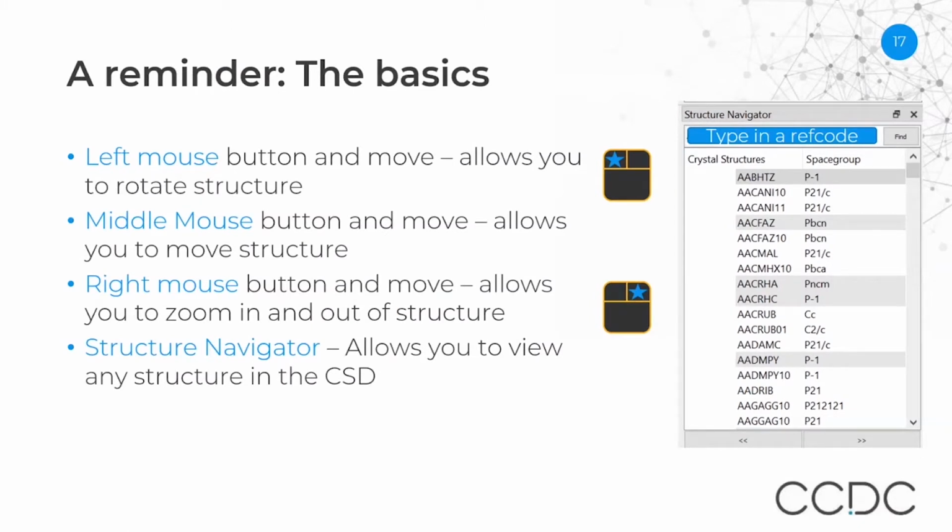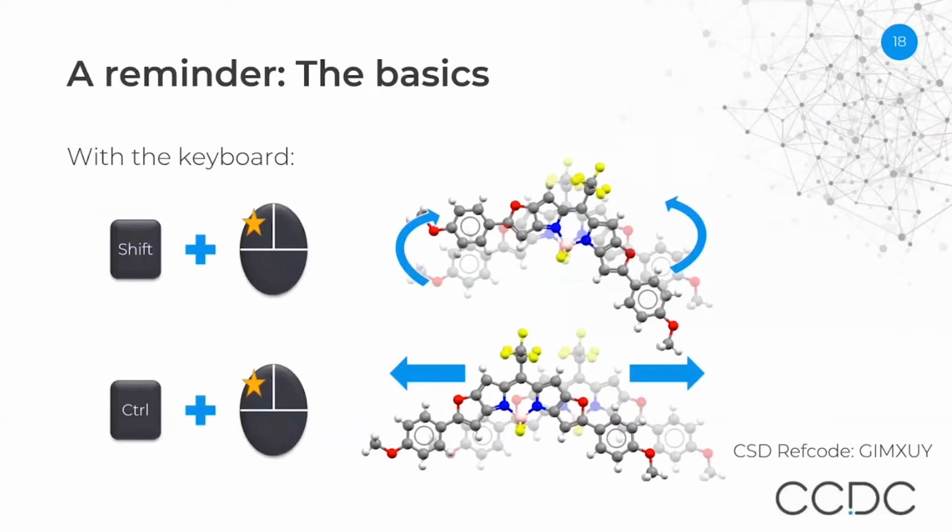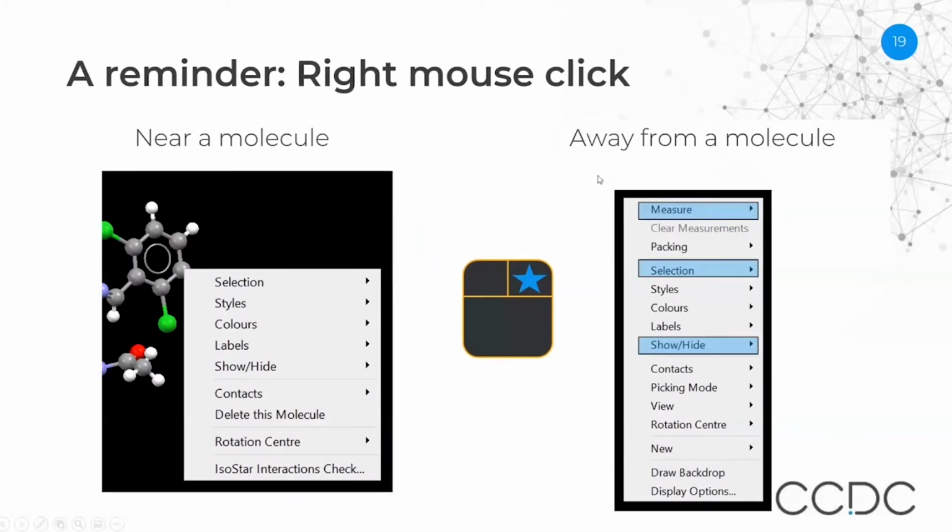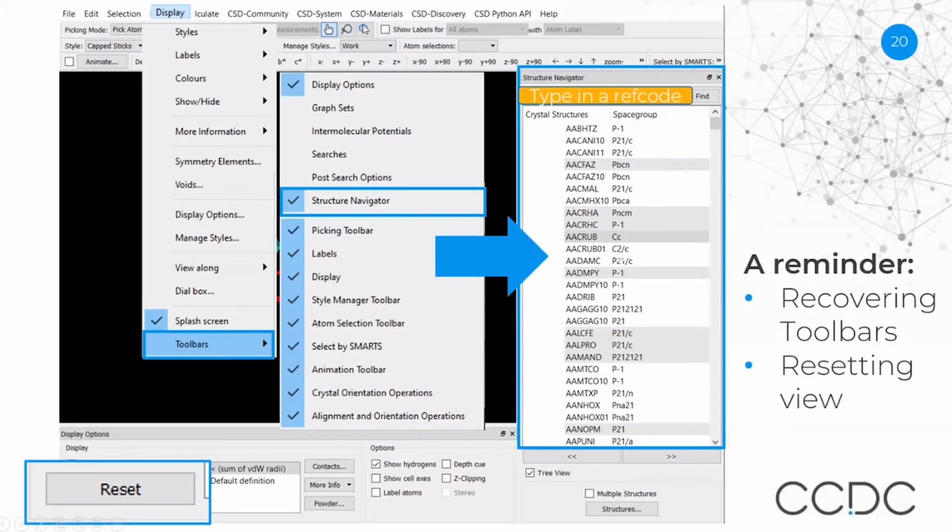Just a reminder, there are a number of ways you can use the mouse to move, rotate and zoom, and these instructions are all in your handout. We will also use the structure navigator on the right hand side to view any one of the 1.1 million structures, including kitten or your favourite ref code. You can just type it there. There's a few other ways to use your mouse, including in combination with the keyboard, and you can also right click on the structure visualizer to see additional menus. Again, all these instructions are in your handout.